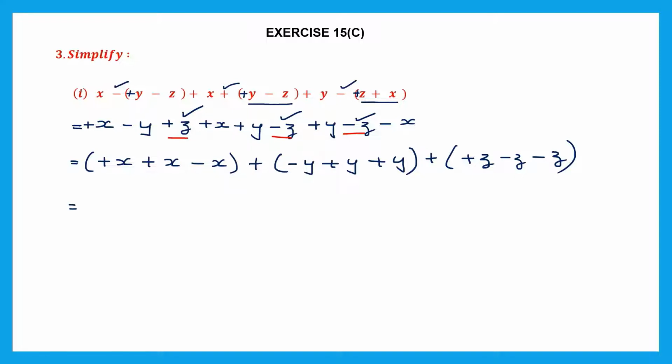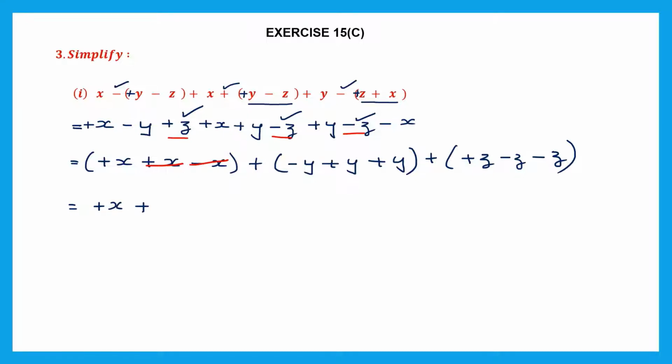Let's open these brackets now. So here I have plus x and minus x. Plus x and minus x will get cancelled, plus x and minus x. So what is left here is simply this first x alone. Let's go to the next part. So let me write plus.